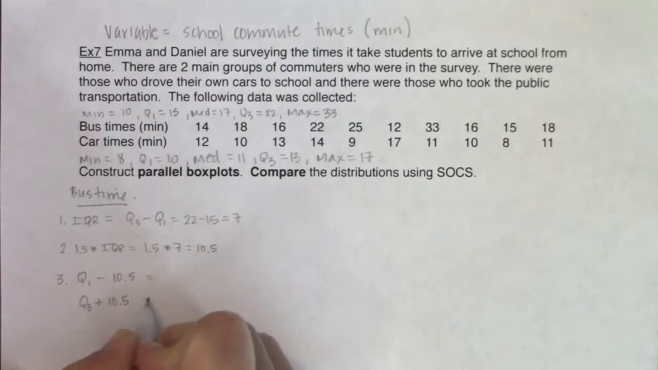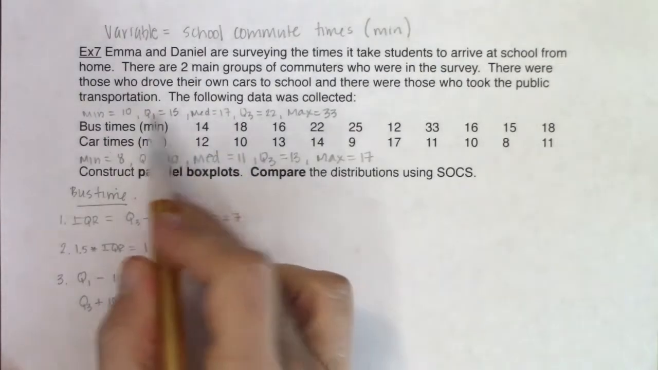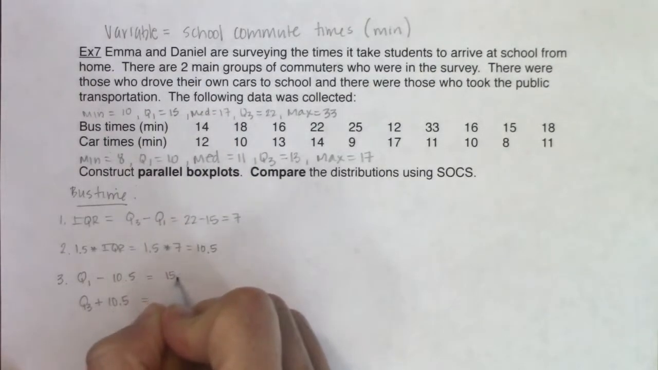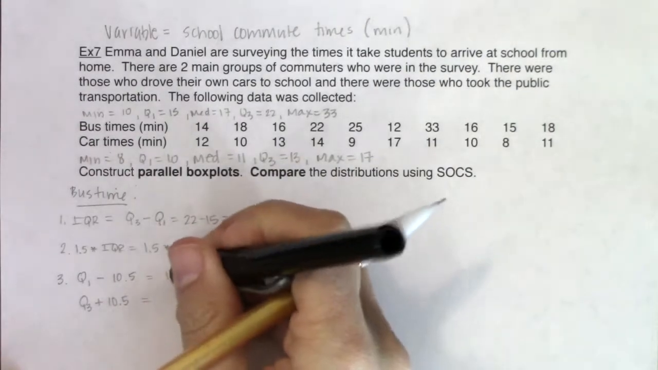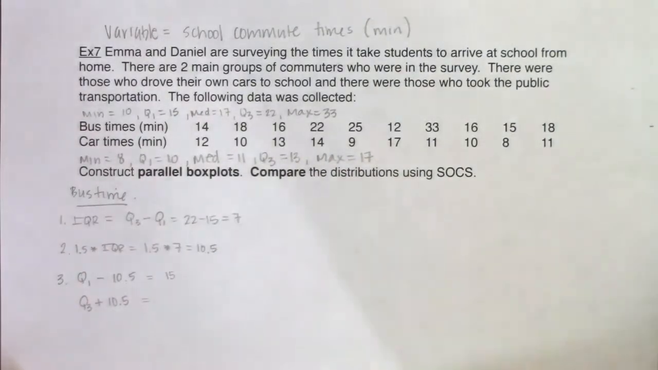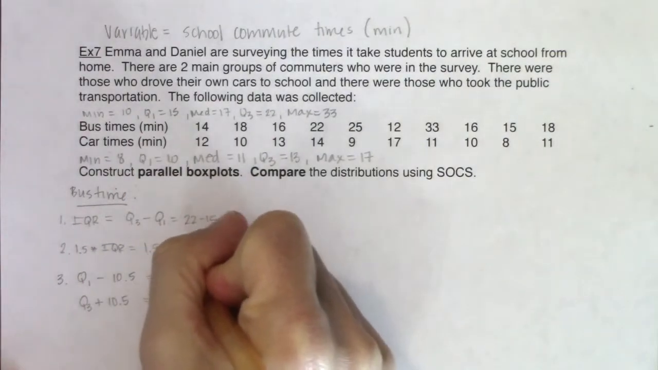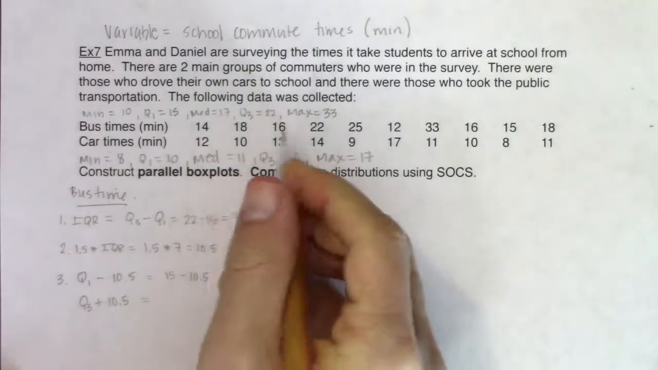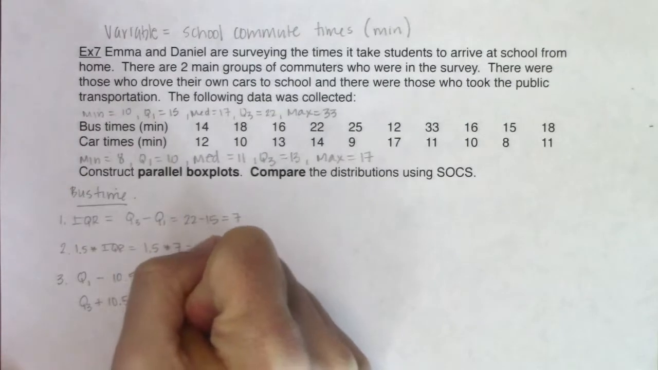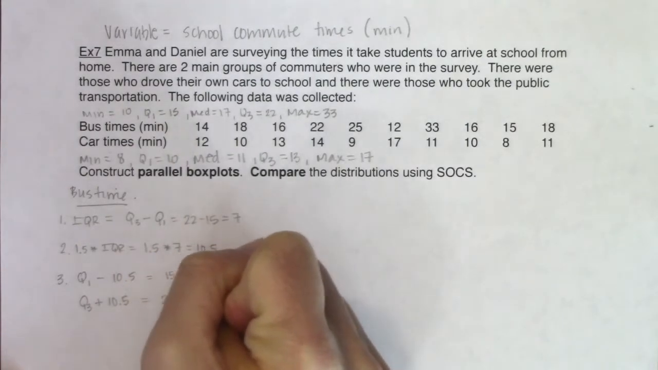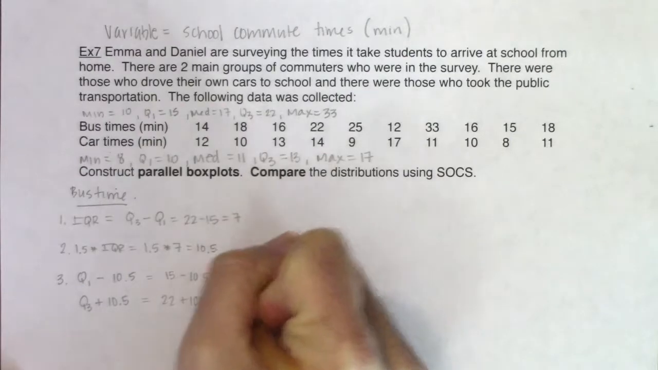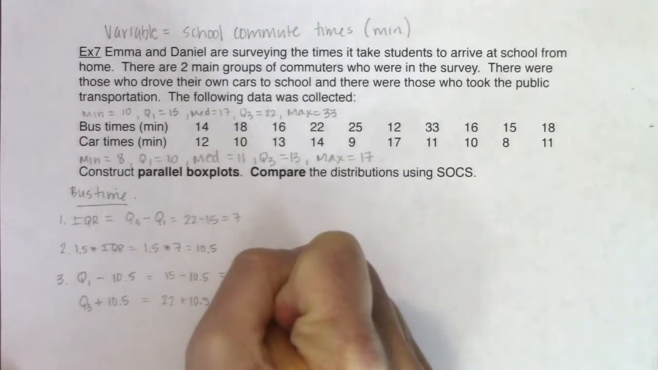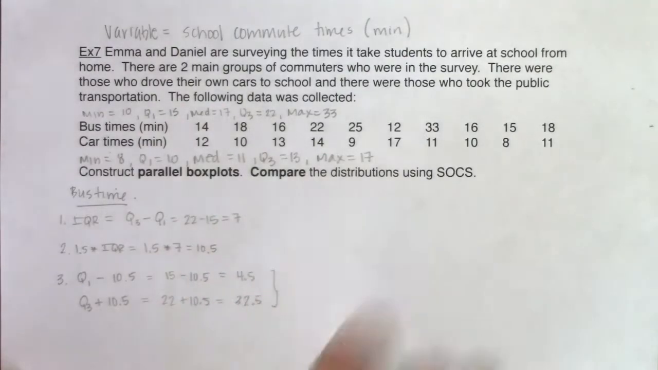Now, let's see what our Q1 was in this case. Q1 was 15. And I want to subtract 10.5, and Q3 was 22, and I want to add 10.5. So I am looking at a lower bound of 4.5 and an upper bound of 32.5. Here's my safety zone.